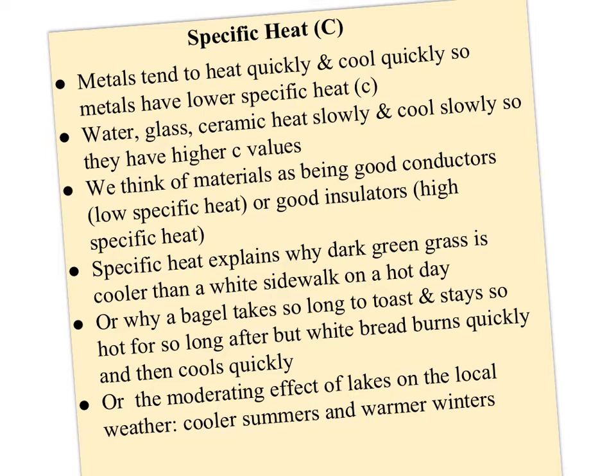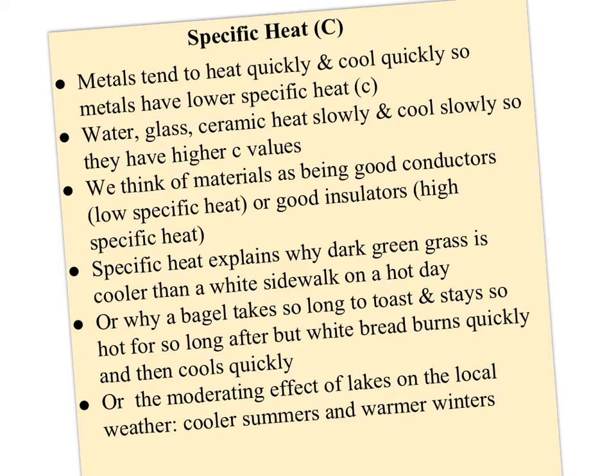So some examples of where you see specific heat every day is, if you ever notice on a really hot day, the dark green grass will be cooler to walk on than the white sidewalk. And from what we know about colors, just the opposite should be true. But it's all about specific heat. The white sidewalk has a low specific heat, so it heats up quickly and gets hot, but it'll also cool down quickly when evening comes.